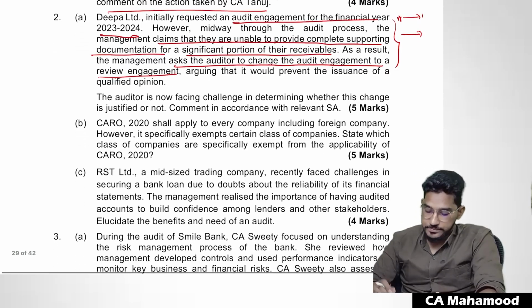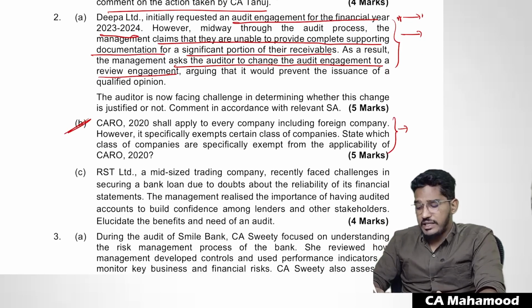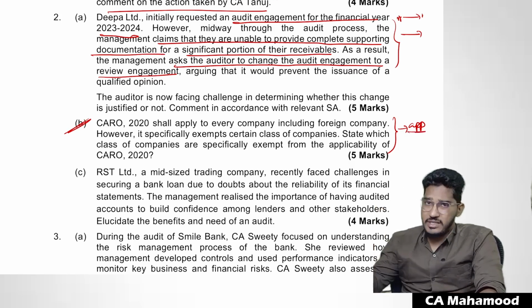Clear? Next. 2B doesn't need any explanation. They are asking you to write the applicability of CARO. Straightforward question here: for which companies is CARO not applicable? Banking company, insurance company, Section 8 company. We have that no private company satisfying 4 conditions. Direct question that you have to write.